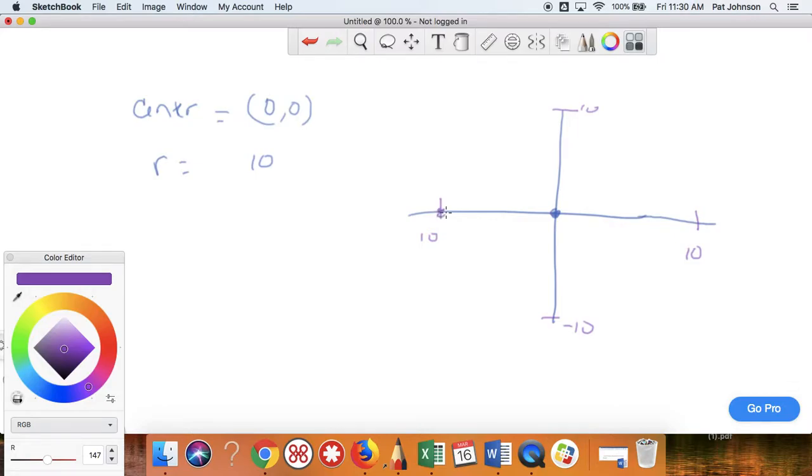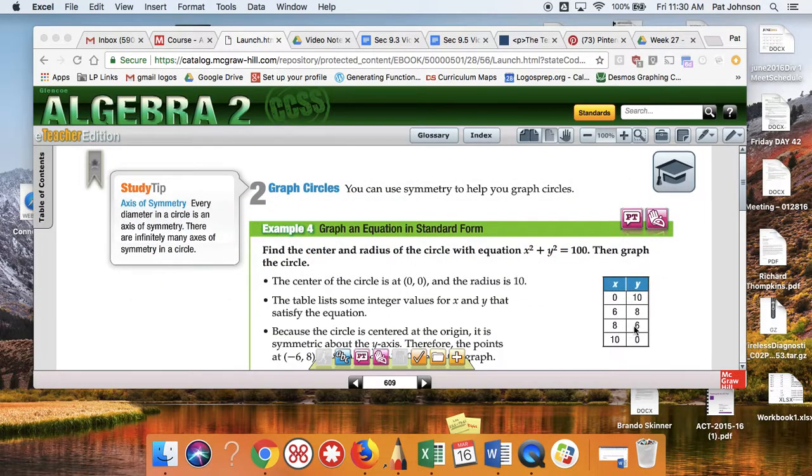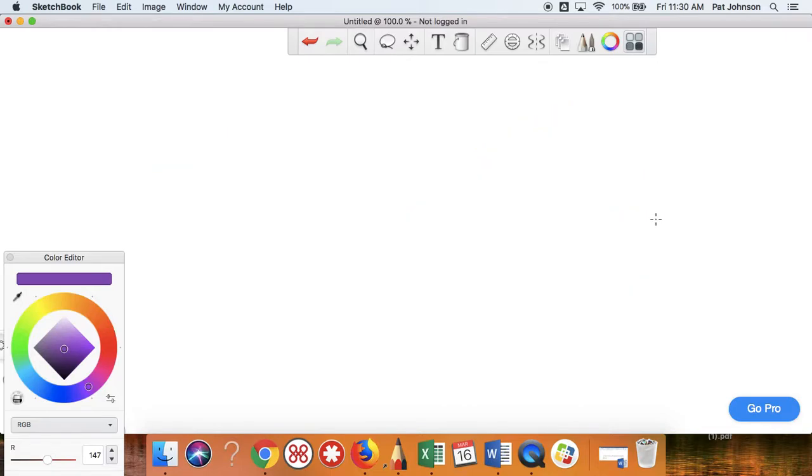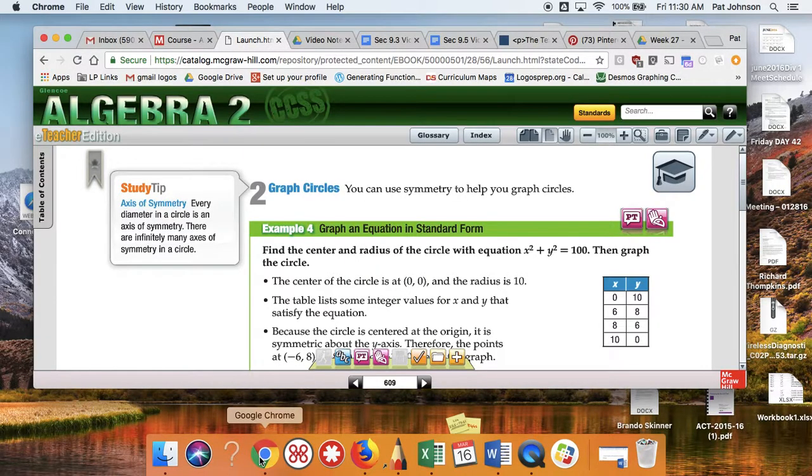And then guess what? I plot those points because I know the radius, and then I just make a circle. Obviously, mine's not going to be very pretty. I'm not good at drawing with this, but that's close enough. Right? Now here they use a table you can or cannot use. If you have the radius, you can just plot those points, that many units from the center, and you've got your graph. All right, now let's move on to example 5.